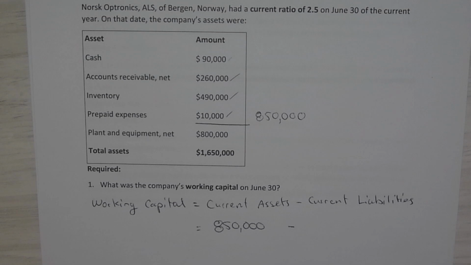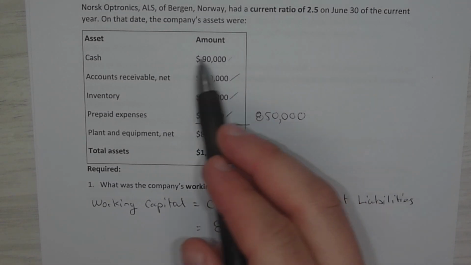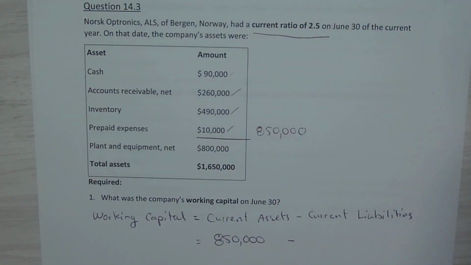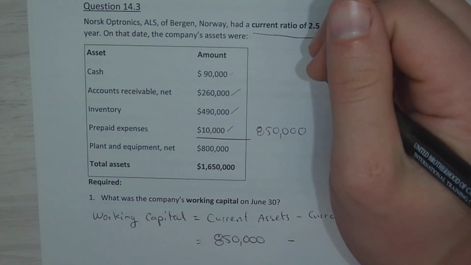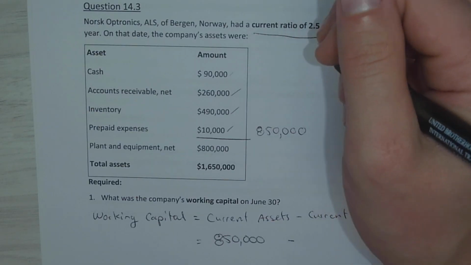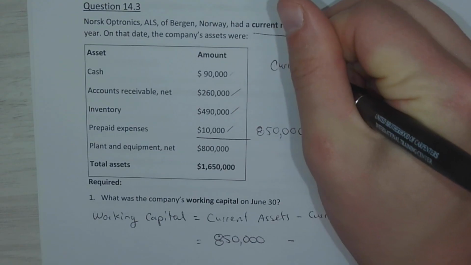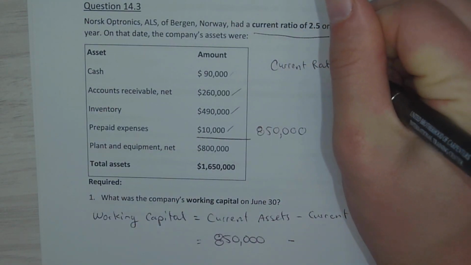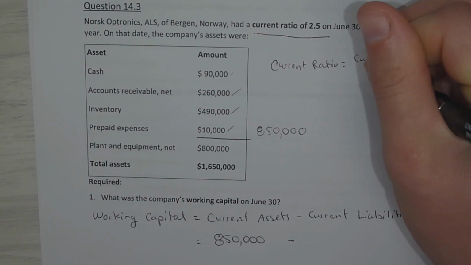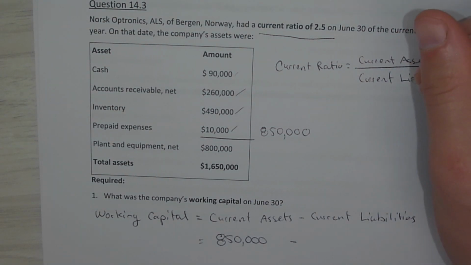minus our current liabilities. Now we're not given the liability section. All we're given is our asset section. So we need to use this current ratio of 2.5. So what is the current ratio? How do we calculate it? Yeah. So our current ratio is equal to our current assets divided by our current liabilities.